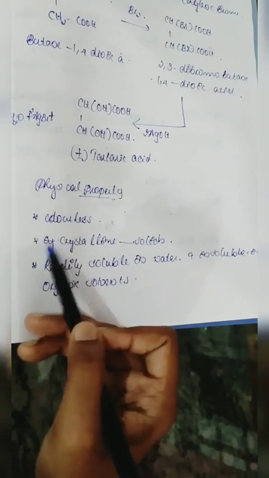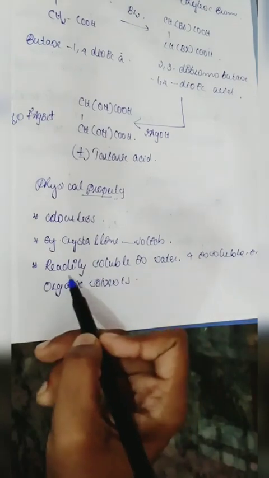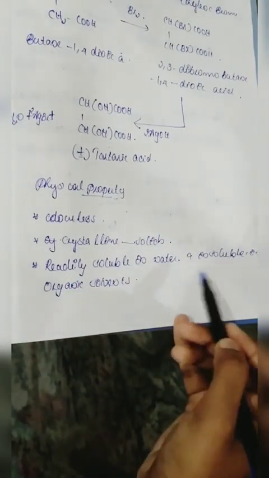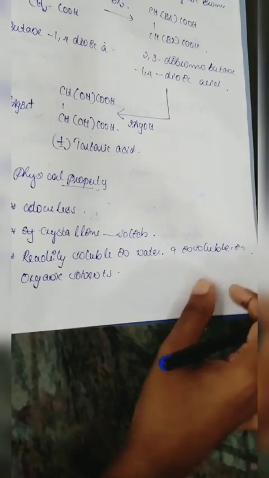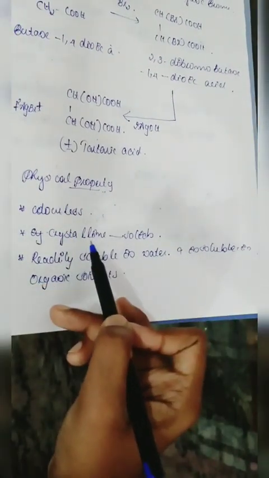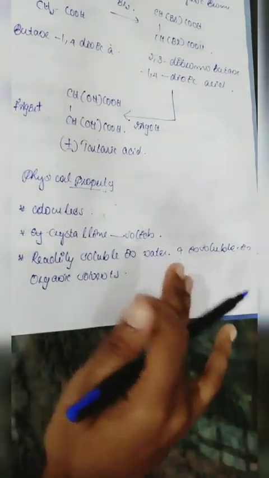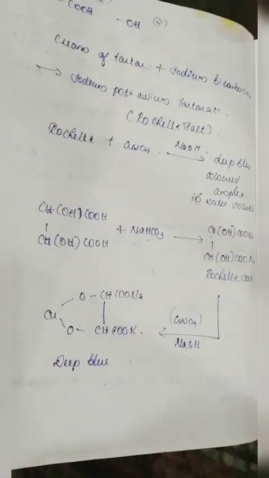Tartaric acid is colorless and is a crystalline solid. It is very readily soluble in water, but it is insoluble in organic solvents like benzene and all. So they are colorless, crystalline solids, readily soluble in water and insoluble in organic solvents.